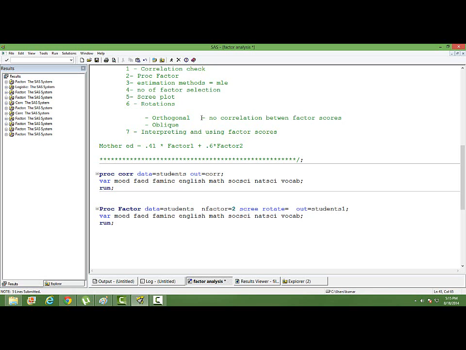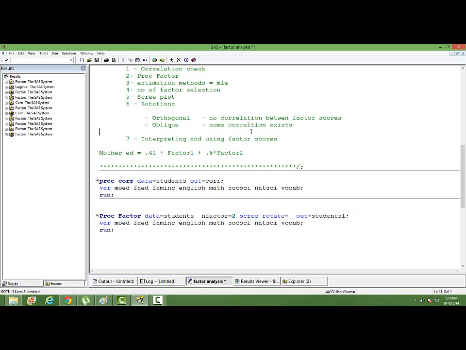That's one way of handling it. Sometimes it's very impractical to impose this condition. Having no correlation between two variables is very unrealistic. And sometimes in a modeling setup, we want some practical correlation between these two factor scores. In such scenarios, we use oblique rotation, where some correlation exists between the factor scores.